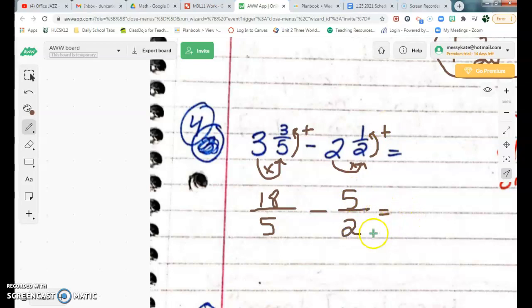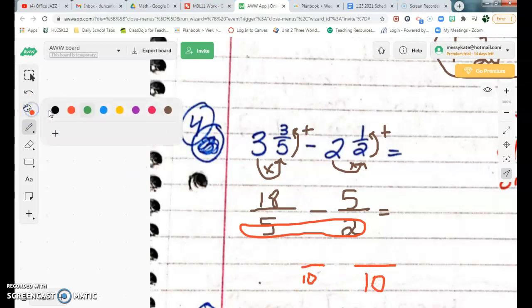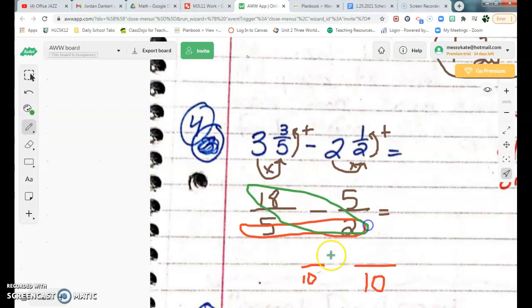Equals. Okay? What I'm going to be doing now is the butterfly method. So I'm going to do the butt of my butterfly, which is 5 and 2, which is going to get me 10. Then I'm going to do the left wing of my butterfly. Goodness, I keep saying the wrong one today. 18 times 2 gets me 36. Then the right wing of my butterfly, 5 and 5 gets me 25.